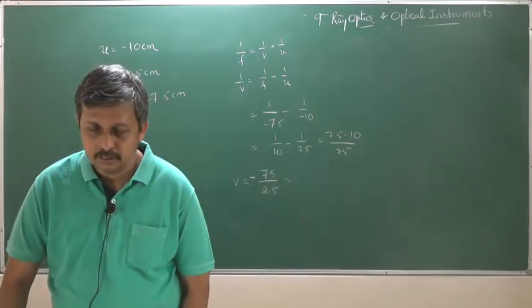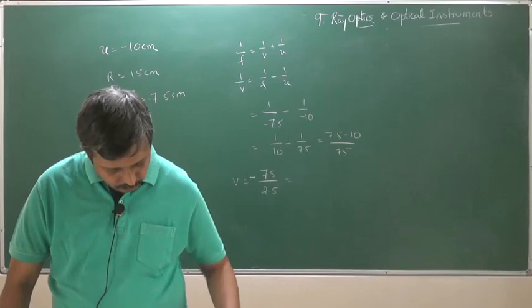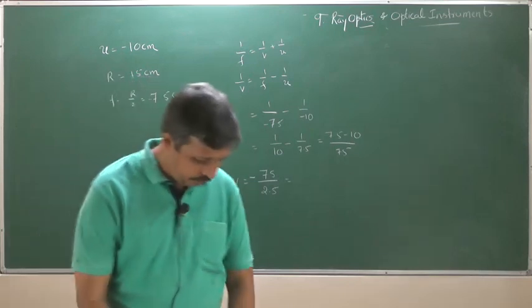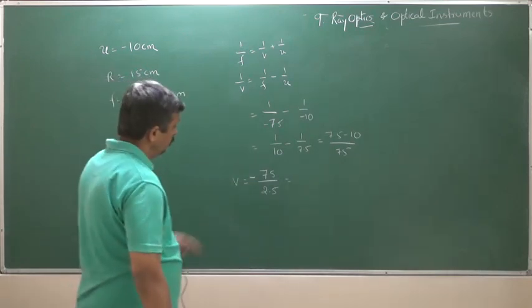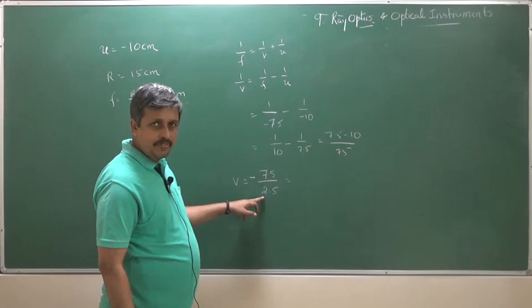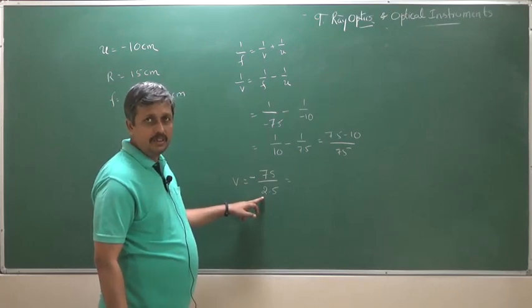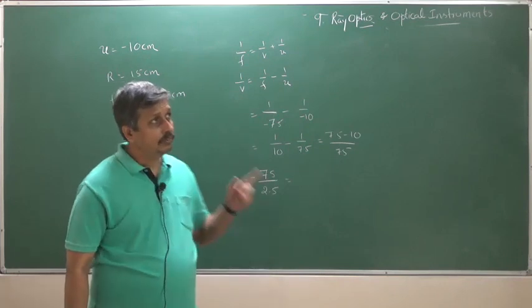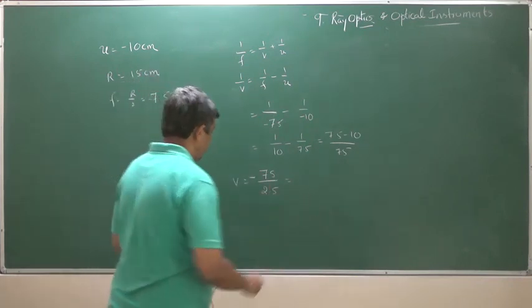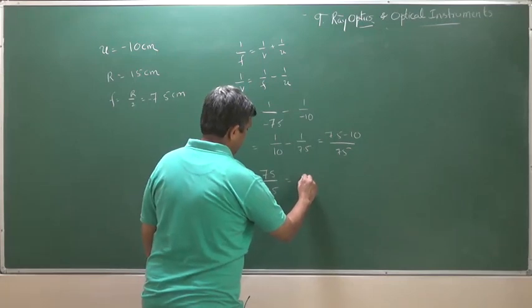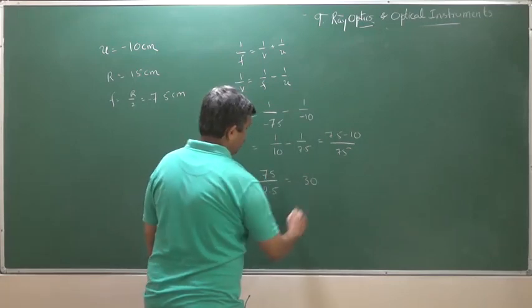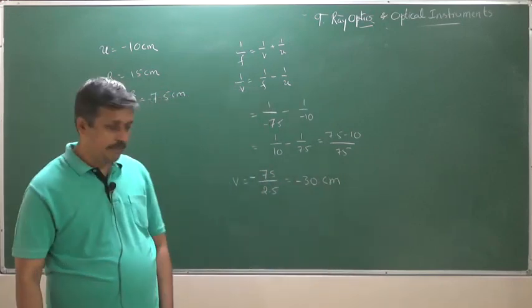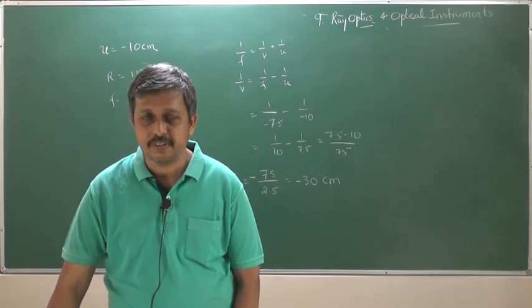If you calculate that value, 2.5 into 2 is 5, 5 into 5 is 25, so this comes to 30 centimeters. If you divide 75 by 2.5, you get 30 centimeters.